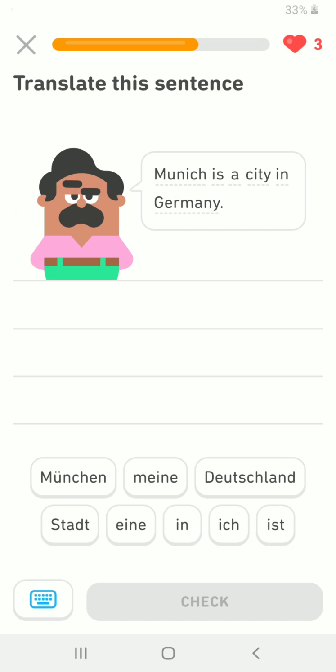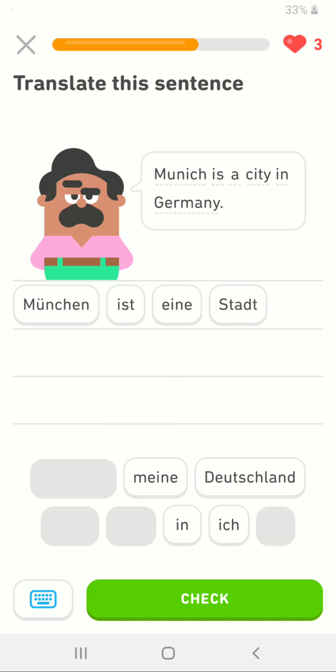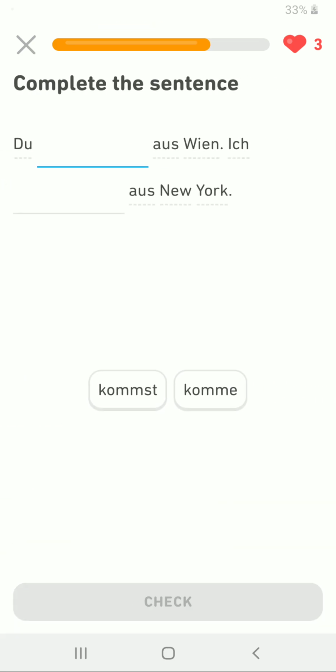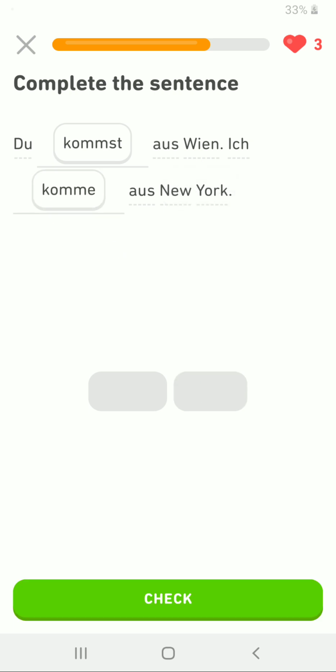What else? So Munich is a city in Germany. We have to say München ist eine Stadt in Deutschland. Du kommst aus Wien. Ich komme aus New York.